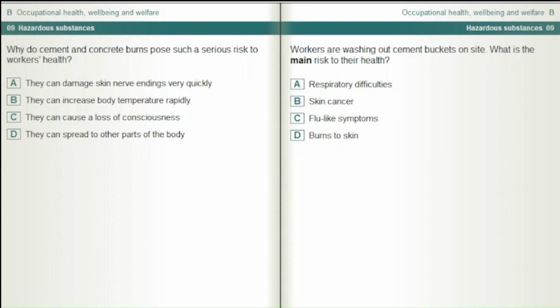Workers are washing out cement buckets on site. What is the main risk to their health? Respiratory difficulties, skin cancer, flu-like symptoms, burns to skin.